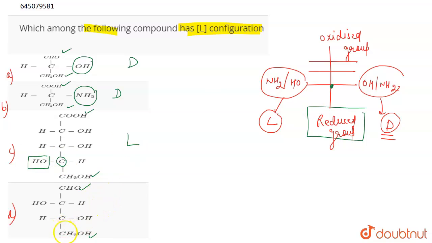And if you talk about the last one here, with the reduced group, this is the second last carbon. So OH is on the right hand side. Therefore, the configuration is a D configuration. So amongst all of these, the correct answer is option C. That is the L configuration.